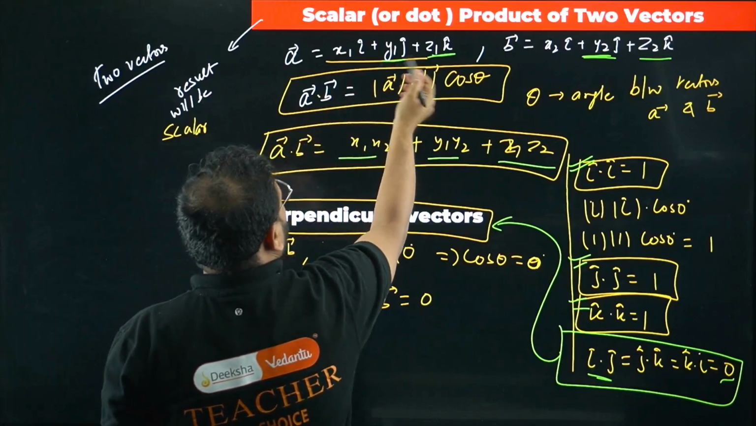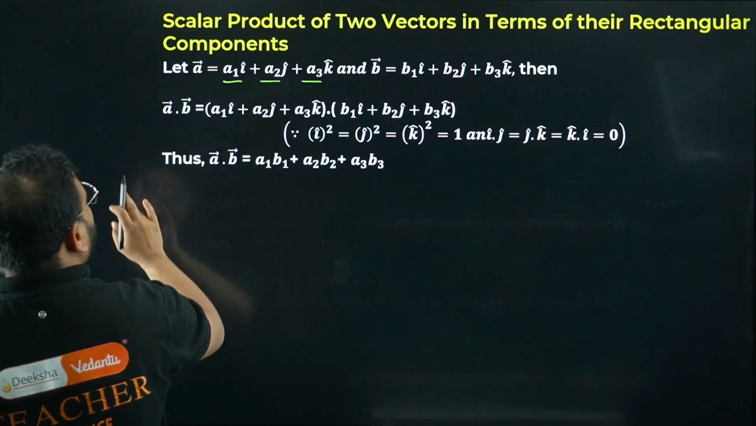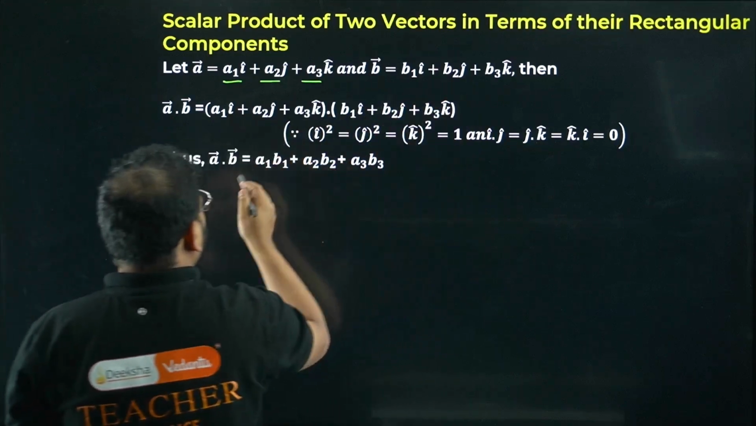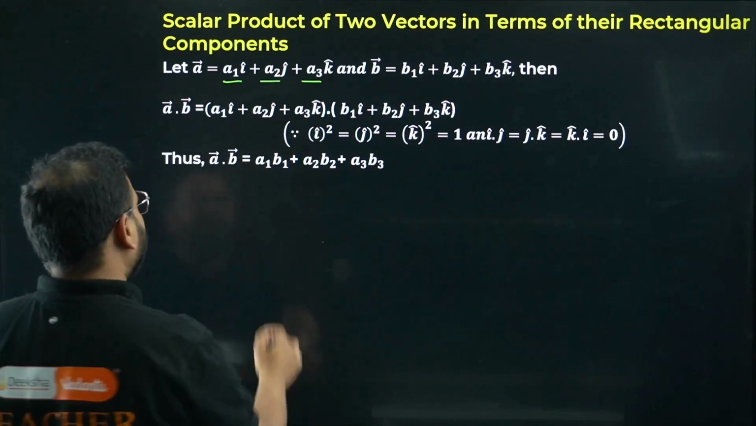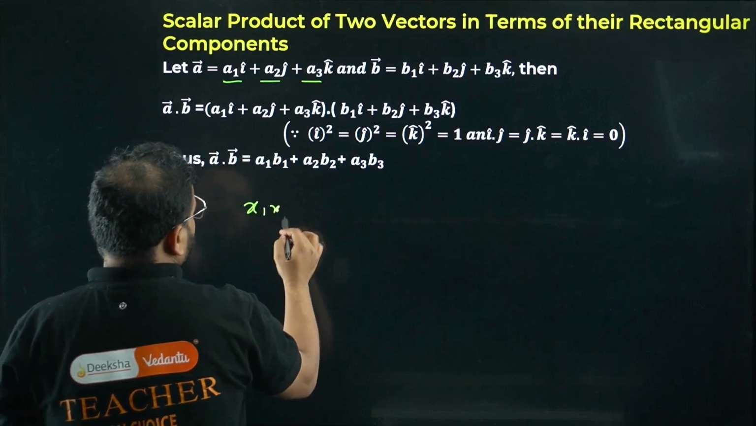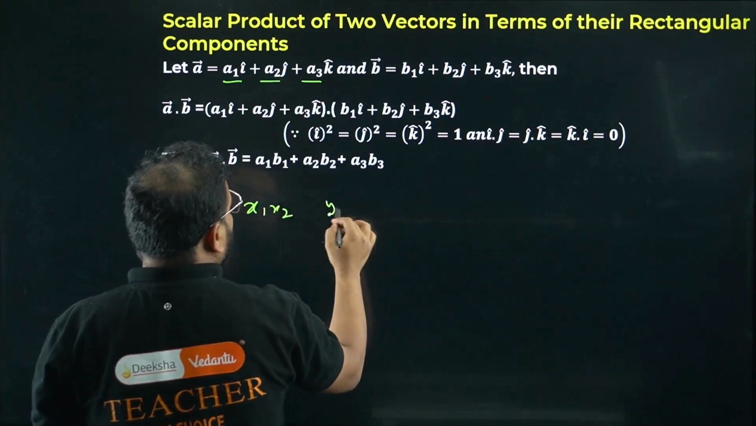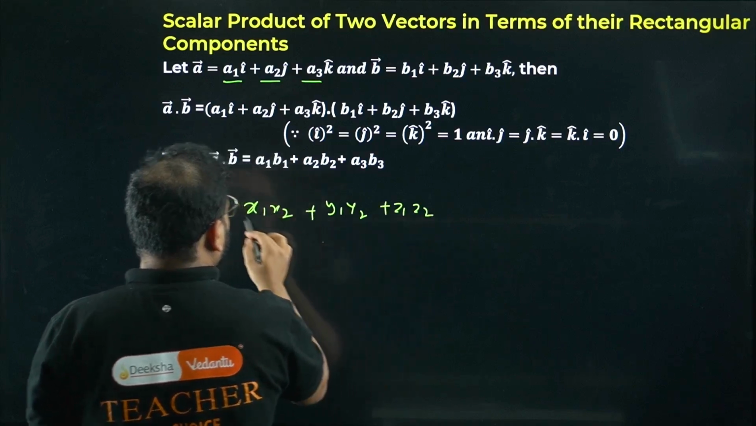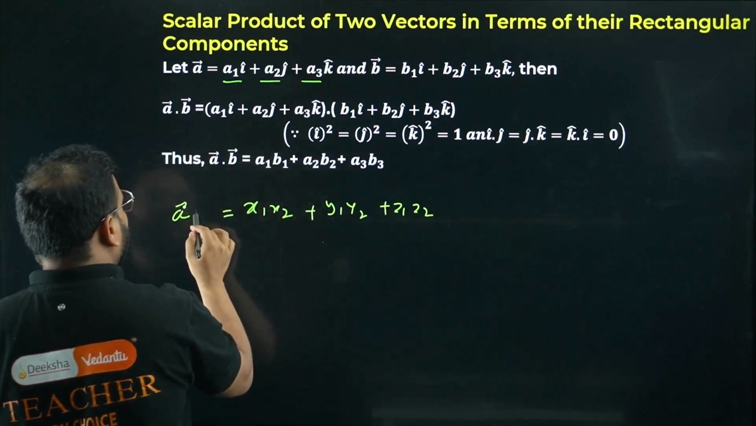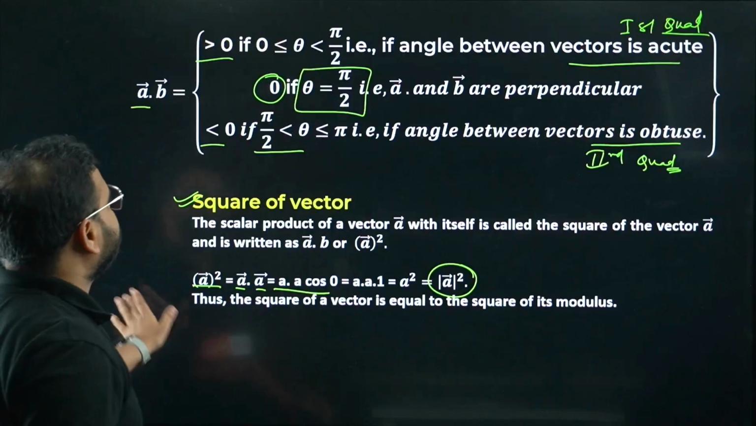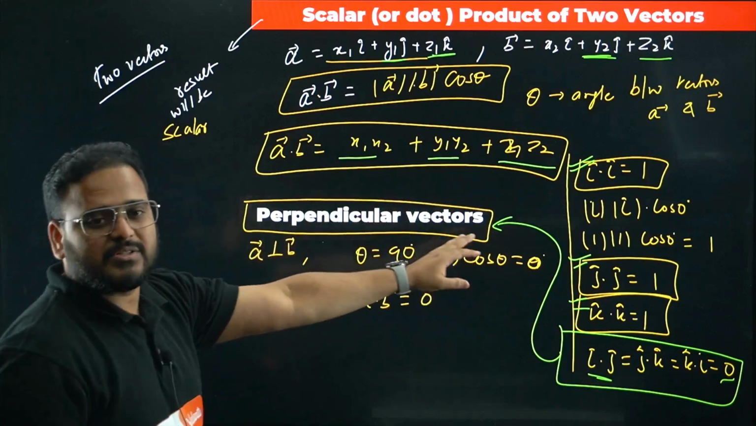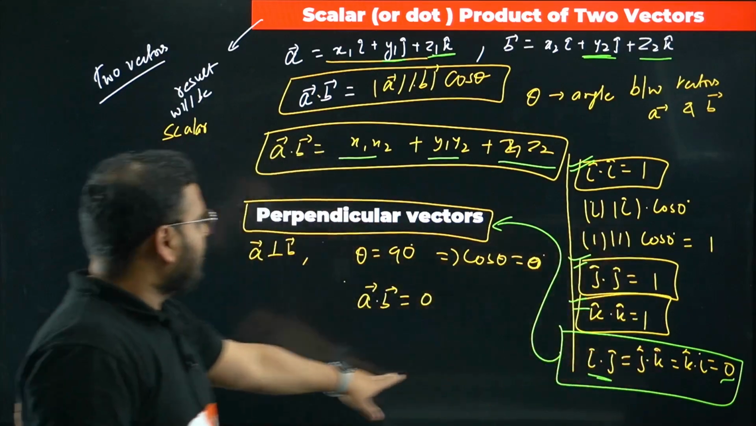Okay, x1, y1 and z1 I took, and over here I took x2, y2 and z2. I got the same answer. Please check here: x1, x2 plus y1, y2 and z1, z2. I got that, and it was nothing but a dot b. Please have a look. I'll give you the explanation as well, how we got this.